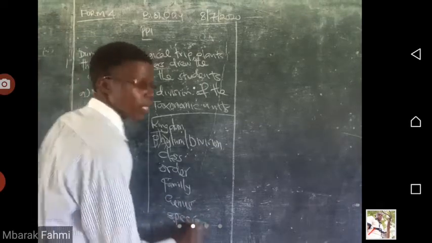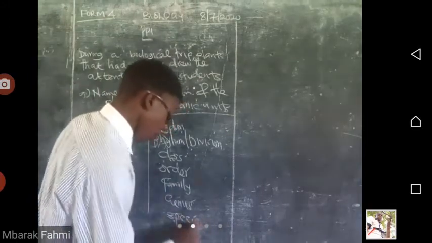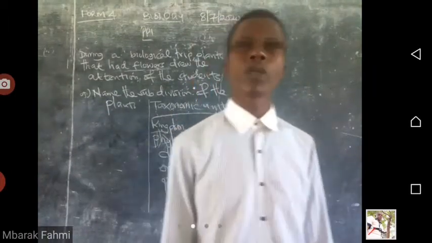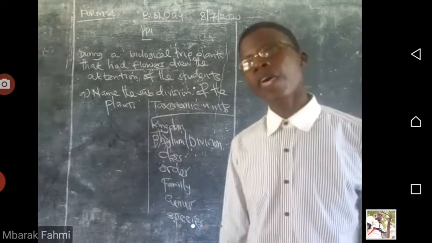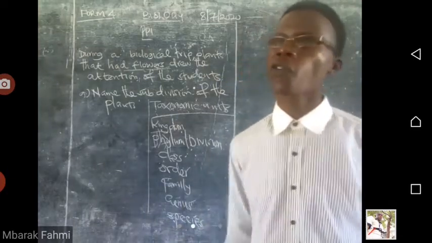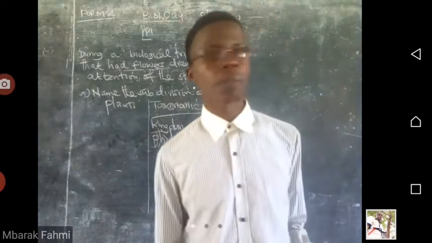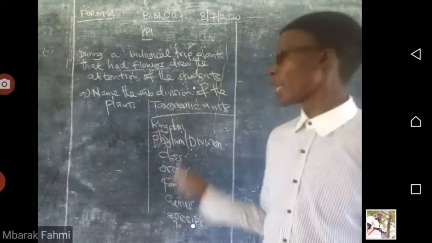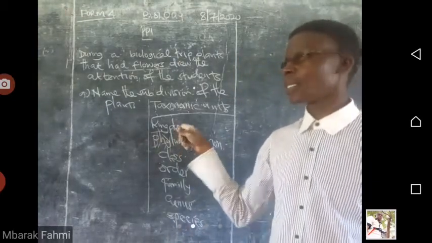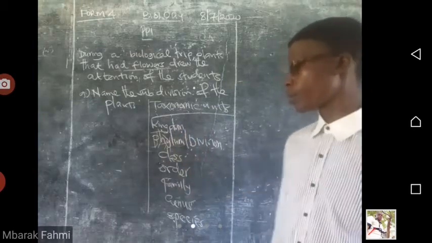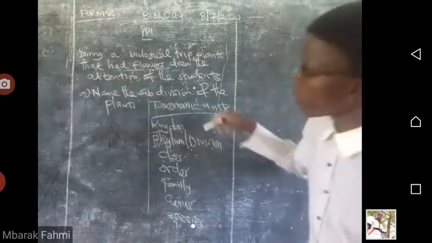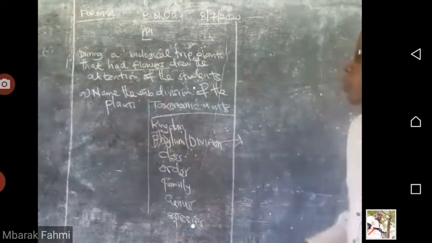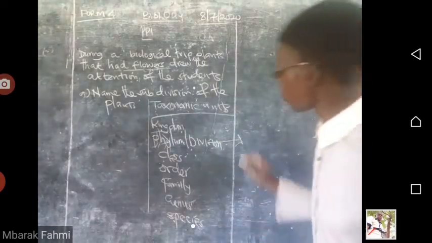The species is the smallest and the lowest taxonomic unit. Members under this group naturally interbreed freely to give rise to a fertile or viable offspring. So this is the last and smallest taxonomic unit. But the largest and the highest is the kingdom. So this question is testing on the second taxonomic unit, which we call phylum stroke division. So remember, we always have phyla.